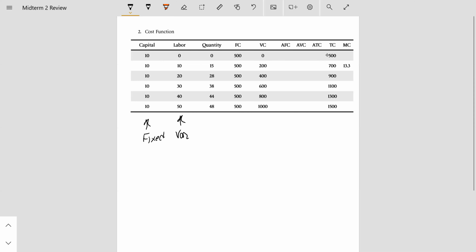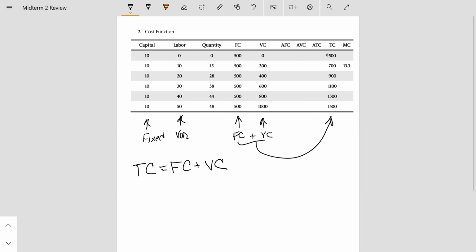here I give you fixed cost and variable cost. And the two of these together give you total cost, right? So total cost is fixed cost plus variable cost. Let's see if that's true. 500 plus 0 gives you 500. 500 plus 200 gives you 700. So far, so good. 5 plus 4, 9.